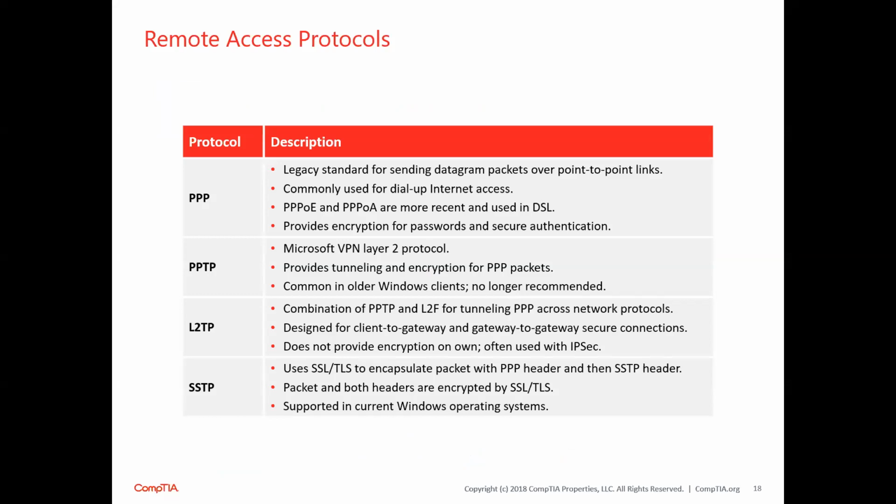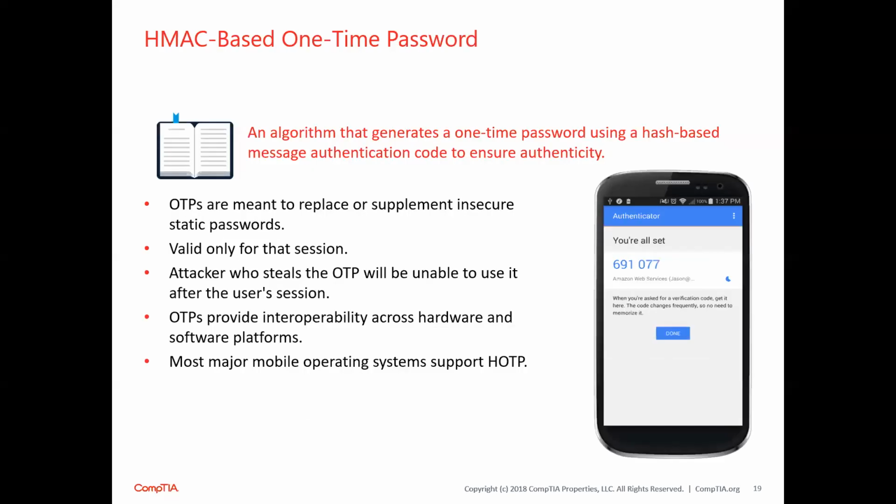One of the latest ones is L2TP, Layer 2 tunneling protocol, a combination of PPTP and Layer 2 for tunneling PPP across network protocol. It is designed for client to gateway and gateway to gateway secure connection. You can also use this with your routers. PPP, PPTP, L2TP can be used on your network devices, as well as SSTP, which uses SSL and TLS to encapsulate the packet with a PPP header and then an SSTP header.